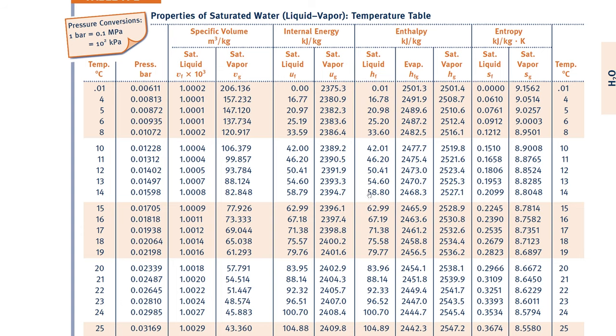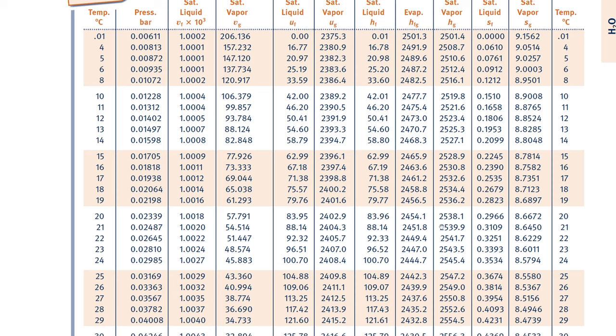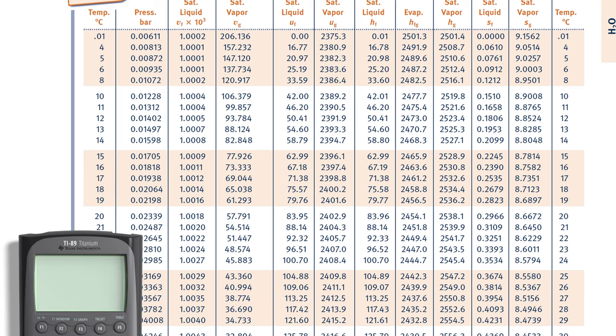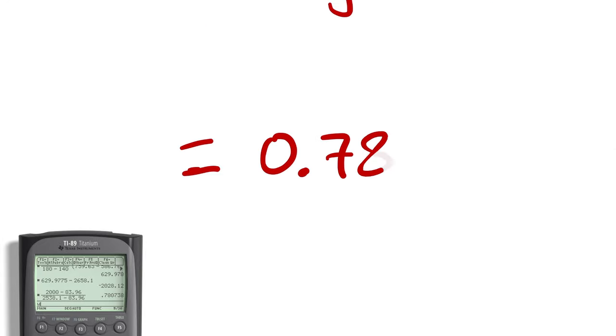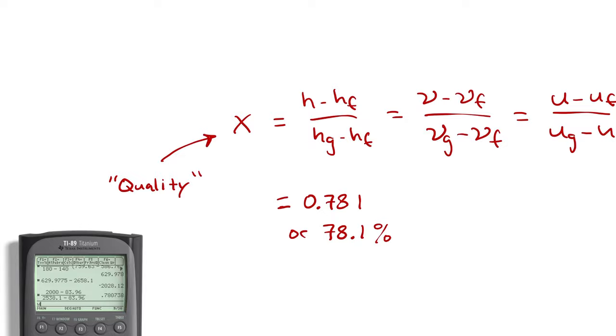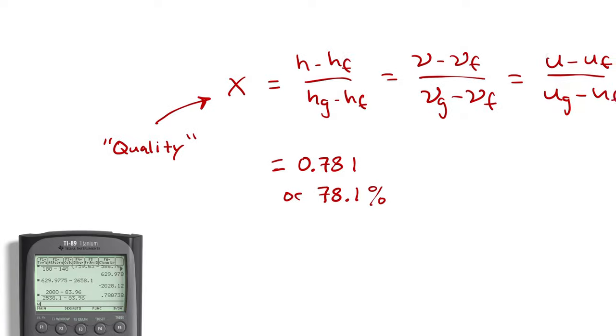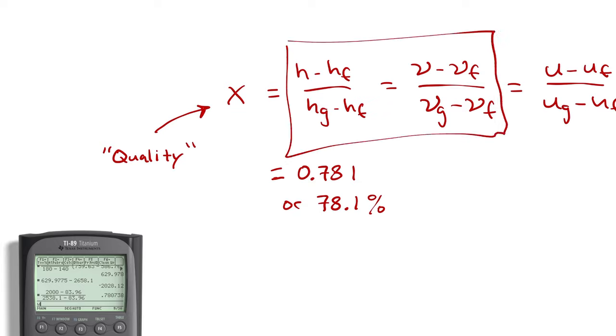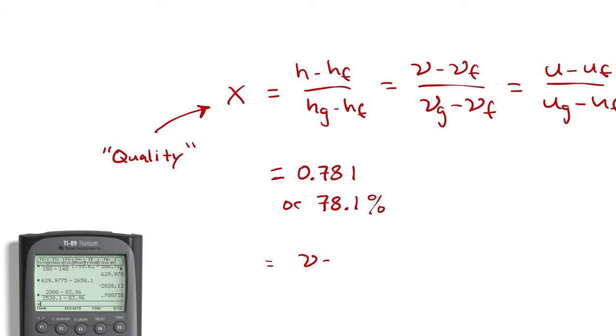So HF at 20 degrees Celsius was 83.96. HG was 2538.1. So if I pop up my calculator again, I can take 2000 minus 83.96 divided by, I lost it already, 2538.1 minus 83.96. And I get 0.781, which means that our quality is 78.1%. Now, again, that wasn't actually explicitly necessary as a stepping stone. We could have just jumped from H to V, but now that we have it, we can also write it as V minus VF divided by VG minus VF.